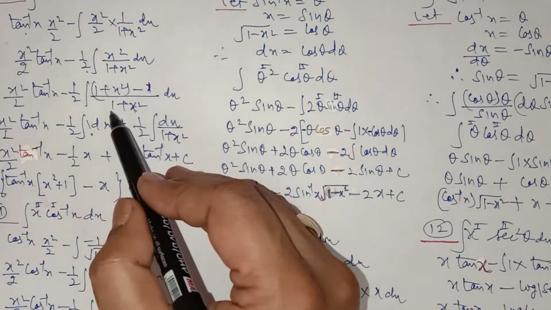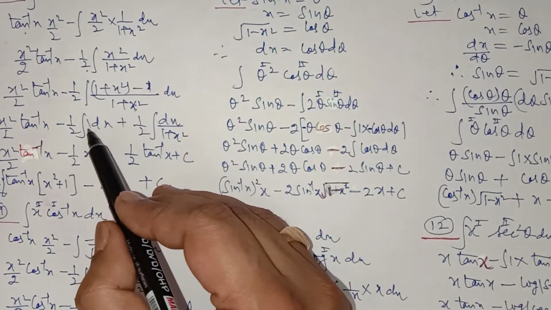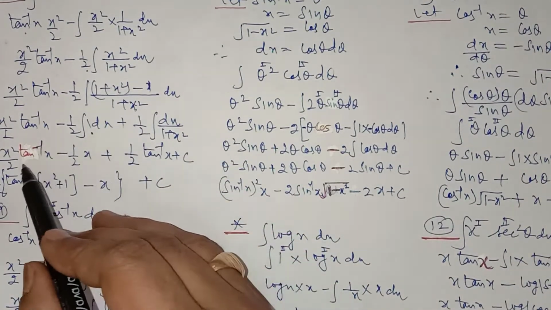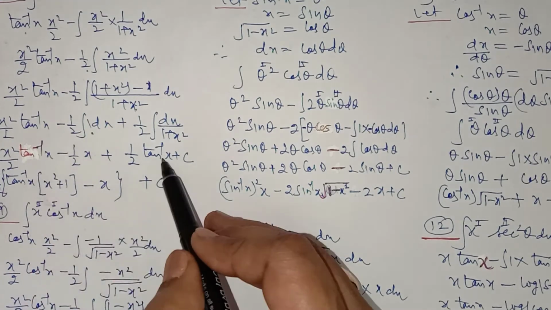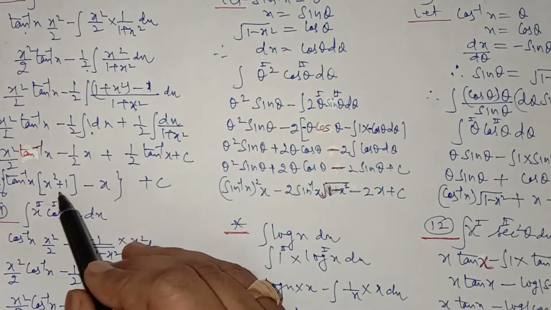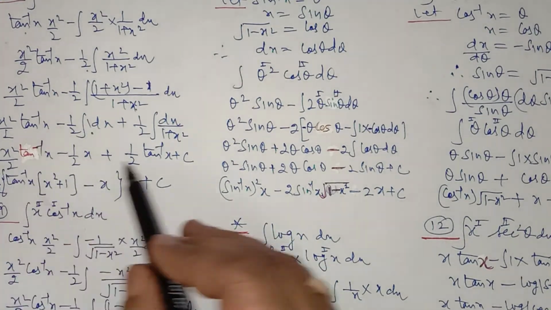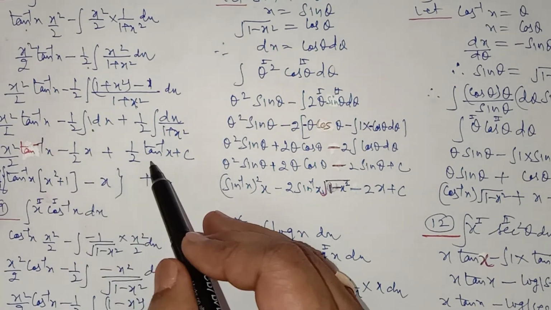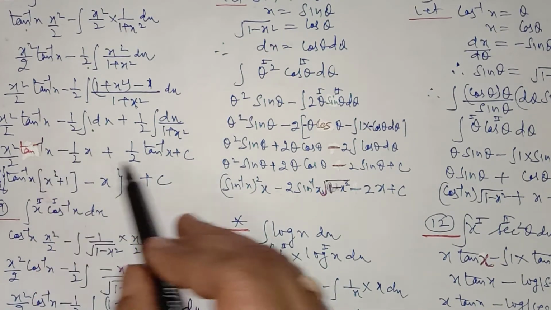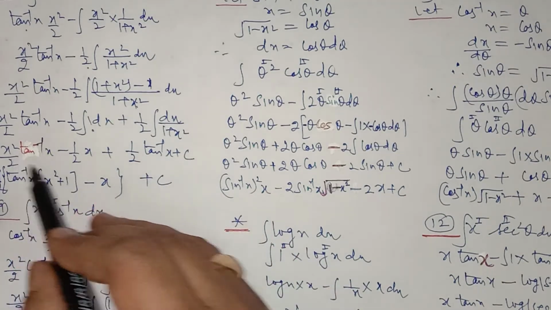and 1 plus x square upon 1 plus x square is equal to 1, and the integral of 1 is x. So you can collect the term containing tan inverse x in this, x square upon 2 plus half and minus x. First of all, take half common in all the three terms and collect tan inverse x, whose coefficient is x square and 1.